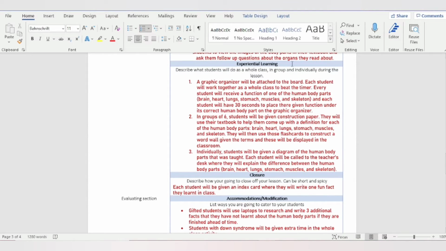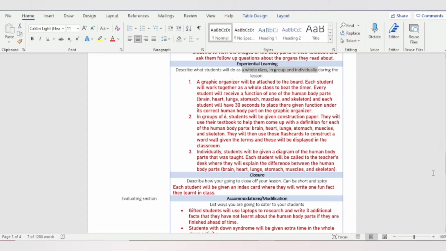The experiential learning is what students will do as a whole class, in groups, and individually. So these three things should be in the experiential learning. You're stating what they're going to do as a whole class, what they're going to do in groups, and what they're going to do individually.